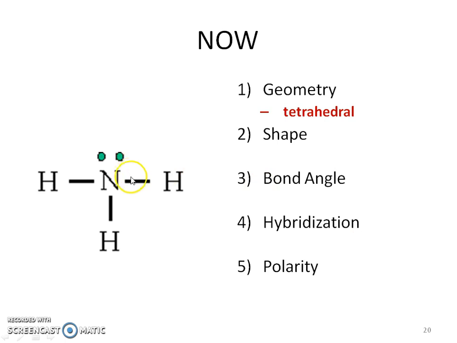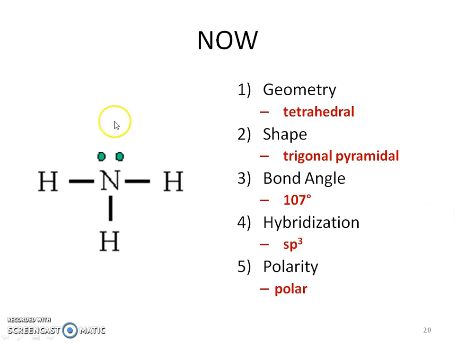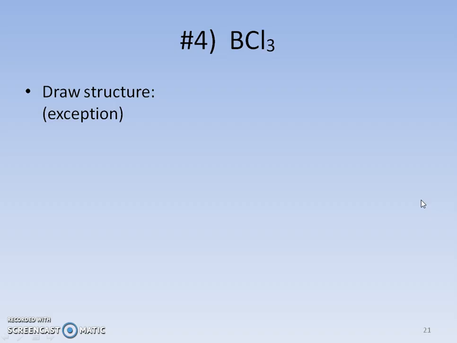Now the geometry is tetrahedral because there's 4 electron domains. However, there's not 4 bonds. Now we have a single pair of electrons. So the shape now is a little different. It's going to be triangular pyramidal. And of course now this one's polar because those pairs of electrons are going to be a quite different pull than the regular hydrogen atoms.